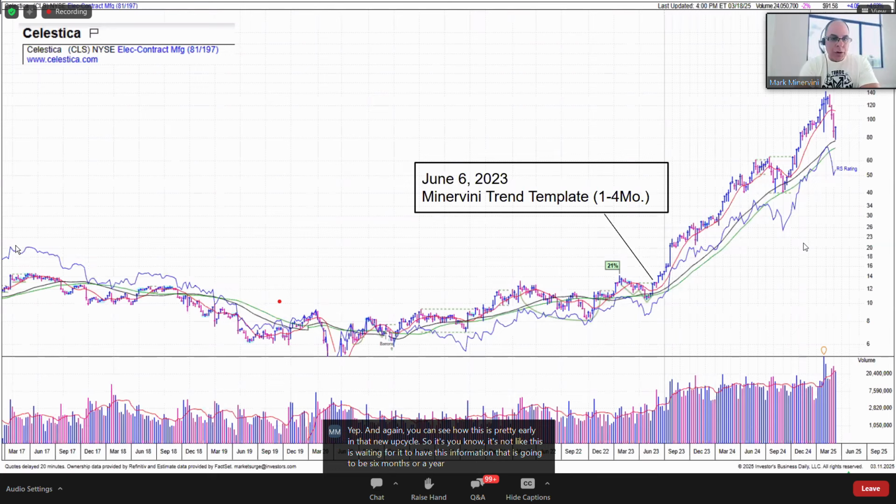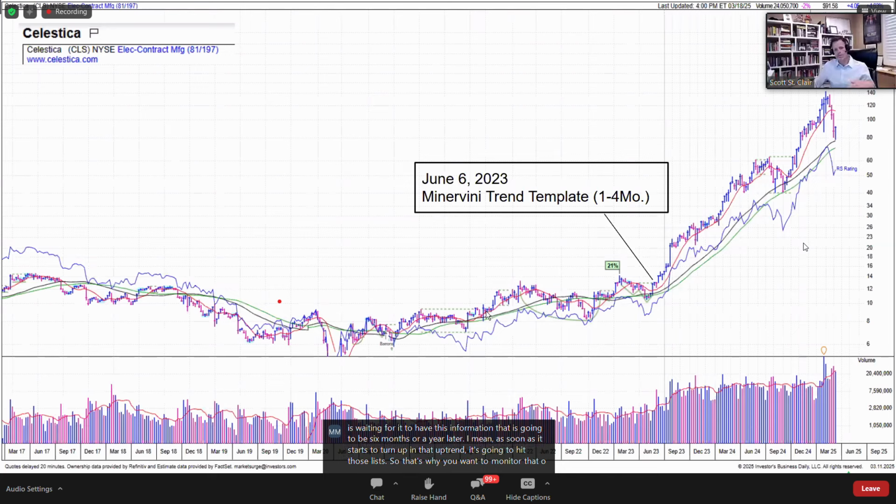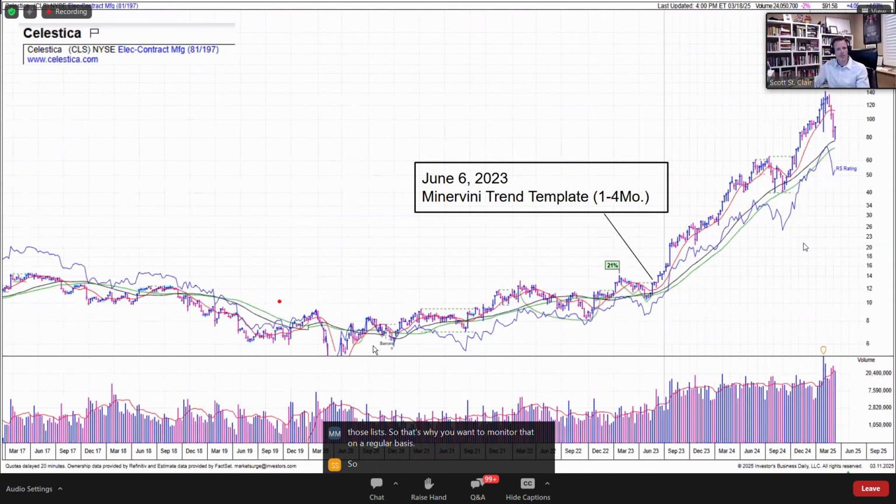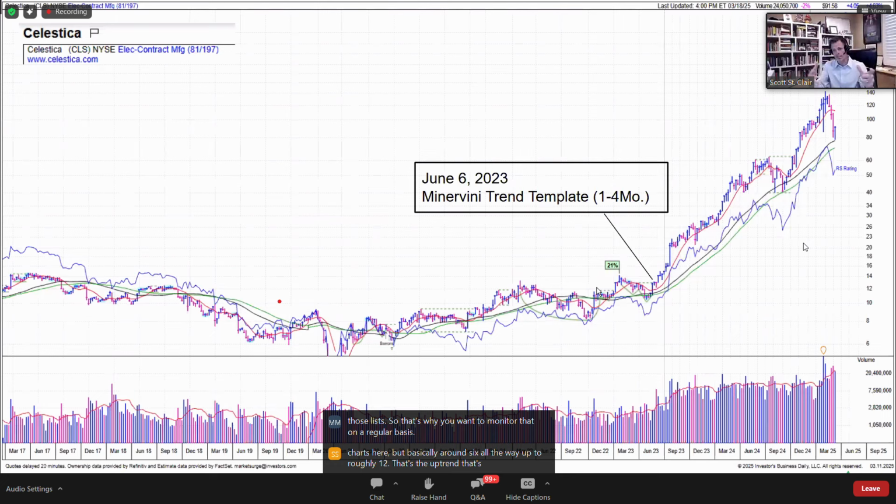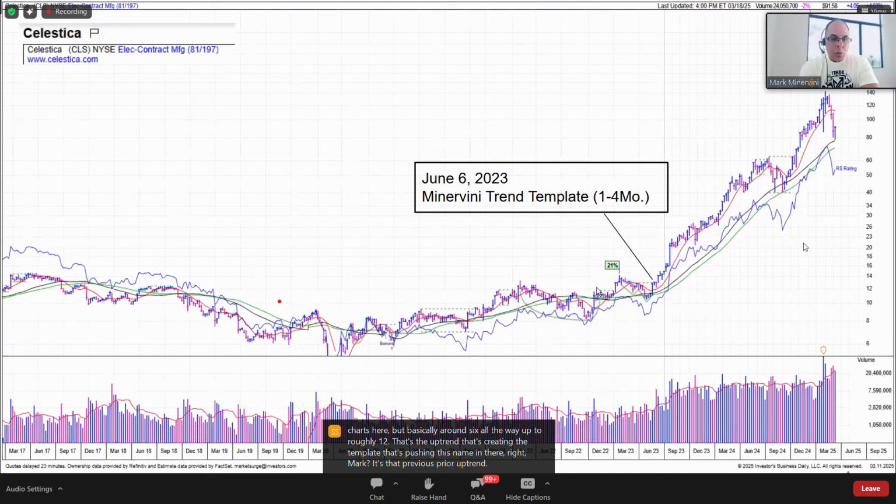As soon as it starts to turn up in that uptrend, it's going to hit those lists. So that's why you want to monitor that on a regular basis. The action from around 6 all the way up to roughly 12, that's the uptrend that's creating the template that's pushing this name in there, right, Mark? It's that prior uptrend. Yeah, absolutely. And you want that inertia.